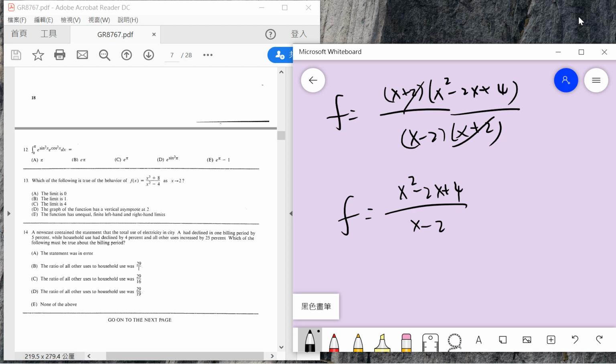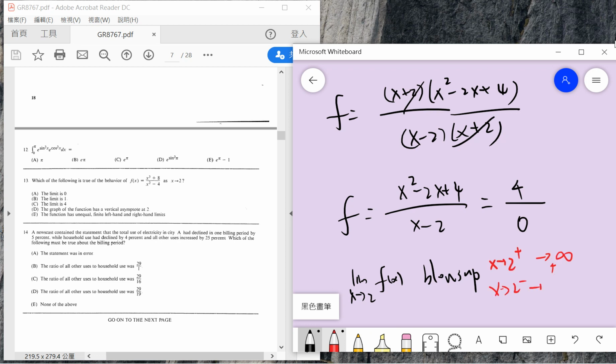Okay, so you know that when x equals 2, then it will blow up because the numerator is 4 and the denominator is 0. And then when x goes to 2 plus, it's plus infinity. When x goes to 2 minus, it's negative infinity. So A is wrong, B is wrong, C is wrong. Okay, D says the function has a vertical asymptote at 2.